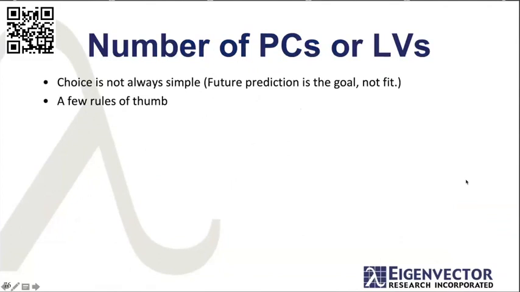The number of factors to keep, principal components, just remember that the choice is not always simple, but future prediction is really our goal, not fit. Our rule of thumb is that we're going to do cross-validation and split the data into about the square root of the number of samples.